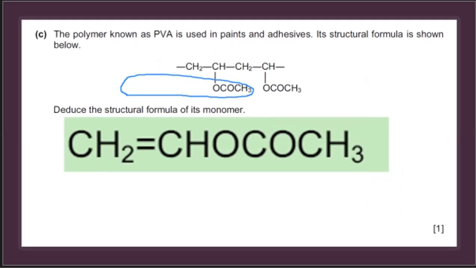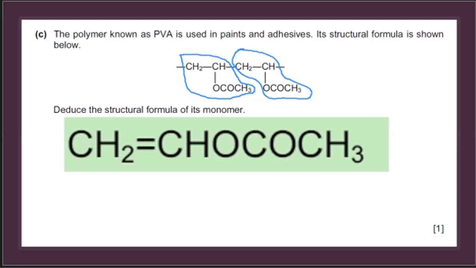So the polymer known as PVA is used in paints and adhesives. Its structural formula is shown below. Now, if you look at its structure, let's break it up. They have one unit of this, and then they have a second unit of that. Right? So this unit is being repeated over and over and over.